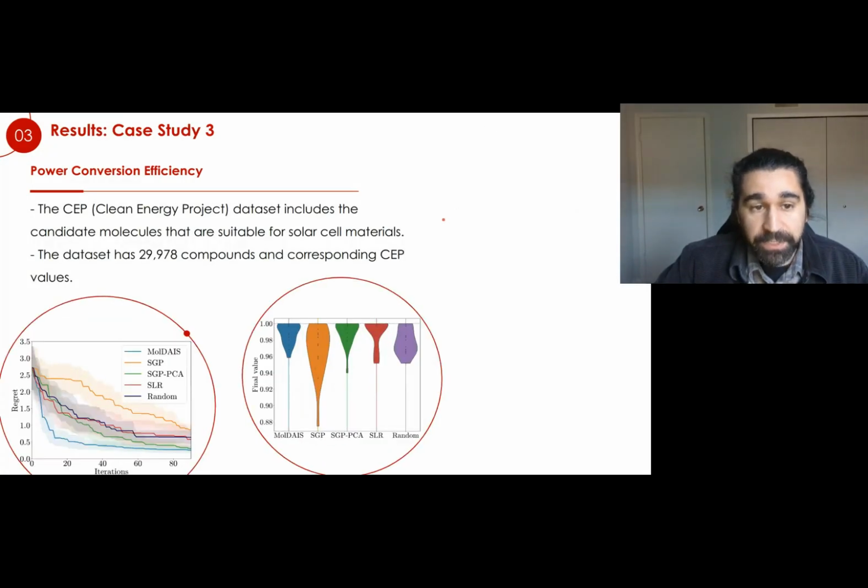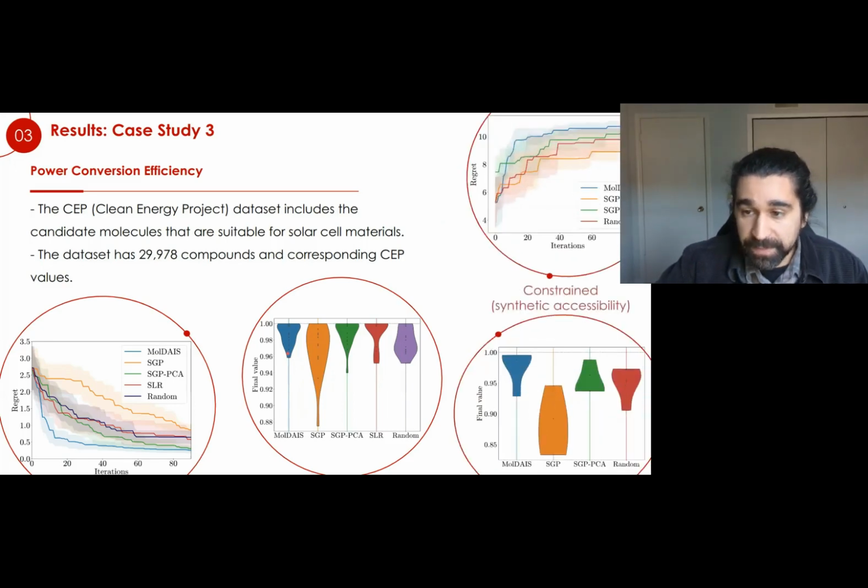For our third case study, we consider the power conversion efficiency from the Harvard Clean Energy Project. This data set contains nearly 30,000 compounds and their corresponding CEP values. In this larger data set, we again see high performance by our proposed method MolDAIS, significantly outperforming the other methods. Similarly, looking at the distribution of final values, we see that we often find the best solution, but always have a best worst case scenario.